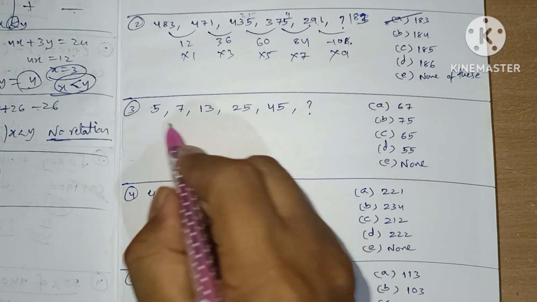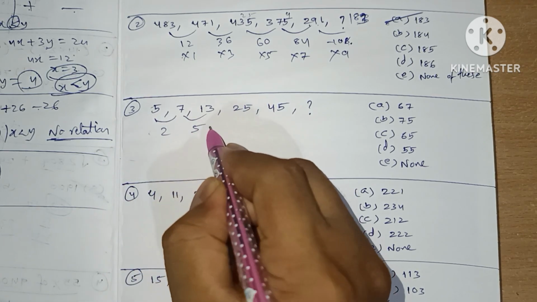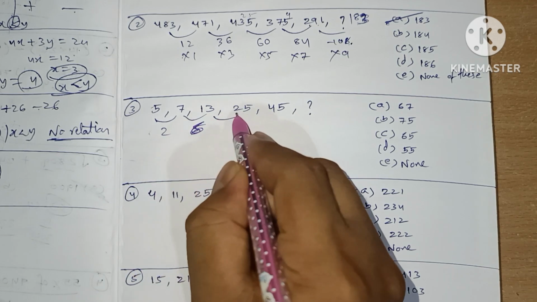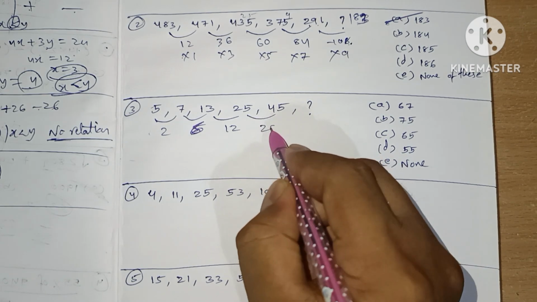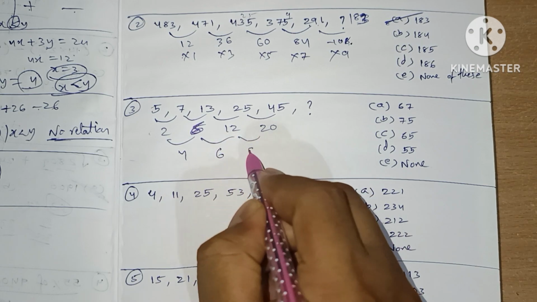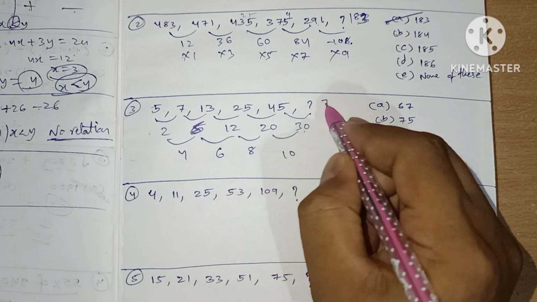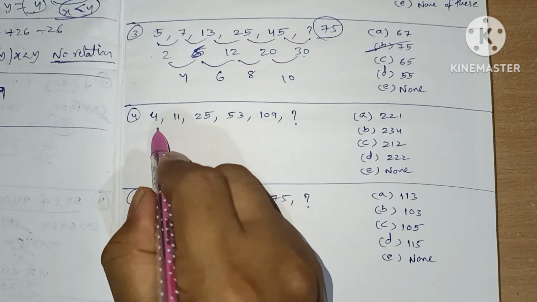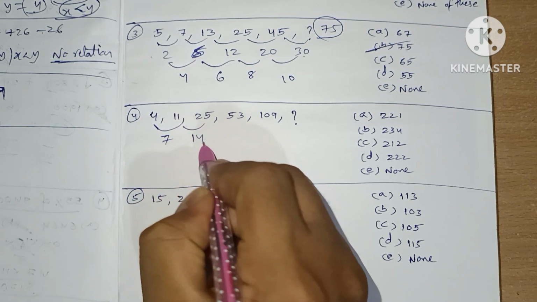Next, third question, here we see a difference of 2, difference is 5. Wait, here 6, 2 6, this will be 12, and here we see 20. Difference between these two is 4. Here is 6 8, so here must be 10, means 30. 45 plus 30 will be 75. Option B.